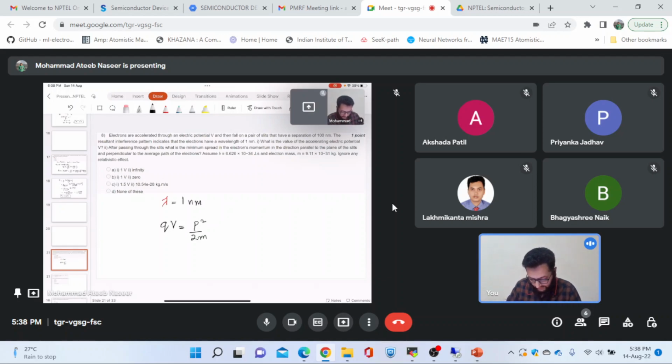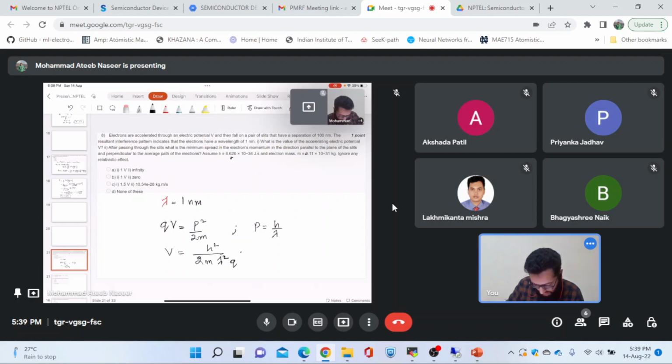This is simple, and we know that P is equal to h by lambda, and the values of m and h are given. We will simply find the expression for V. It will be V equal to h square by 2m lambda squared q.